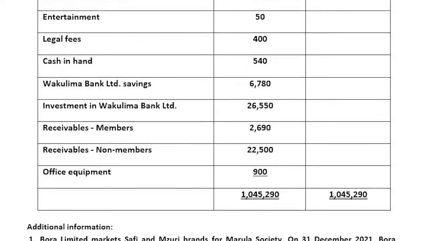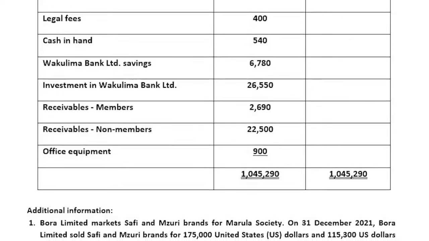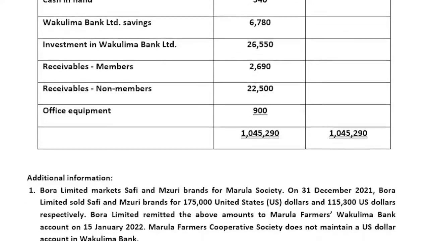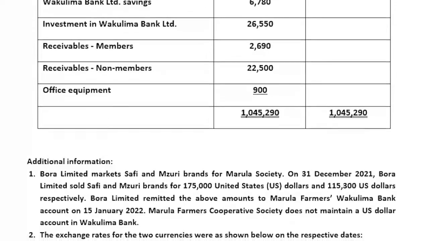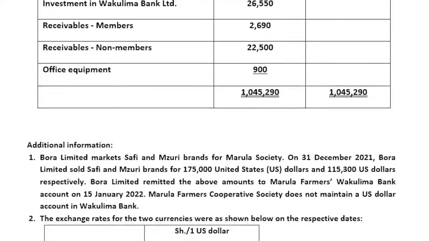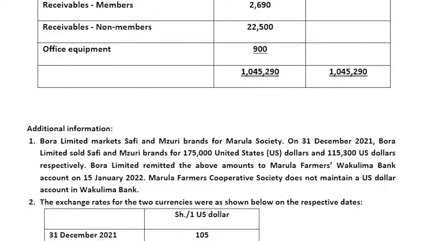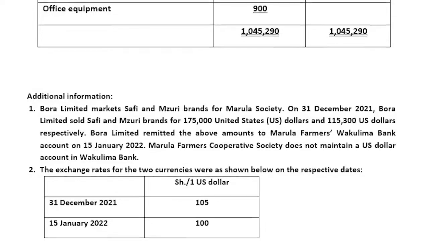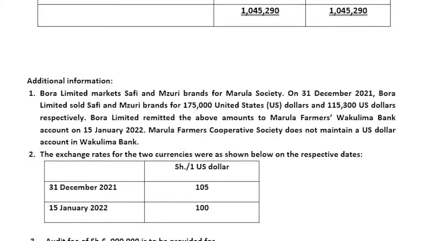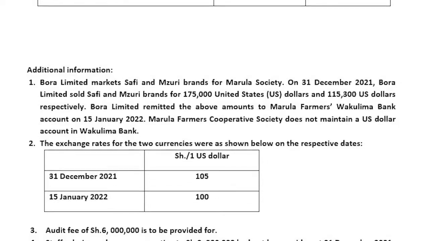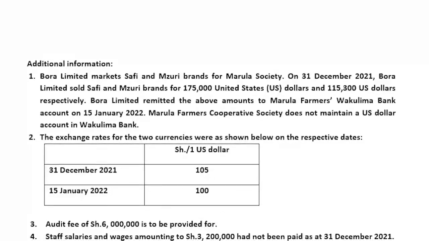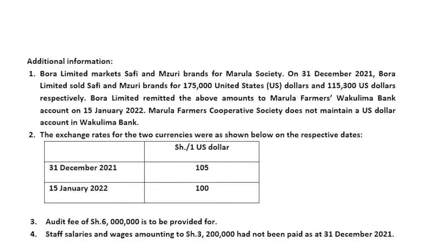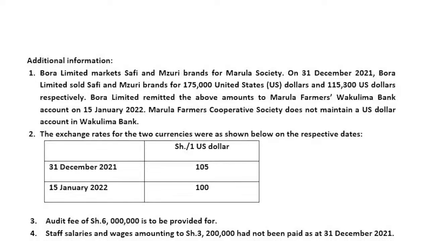Then we have some additional information. Number 1, we are told Bora Limited markets Safi and Mzuri brands for Marura Limited. On 31st of December 2021, Bora Limited sold Safi and Mzuri brands for $175,000 and $115,300 respectively. Bora Limited remitted the above amount to Marura Farmers Wakulima Bank on 15th of January 2022. Marura Farmers Cooperative Society does not maintain a US dollars account in Wakulima Bank.